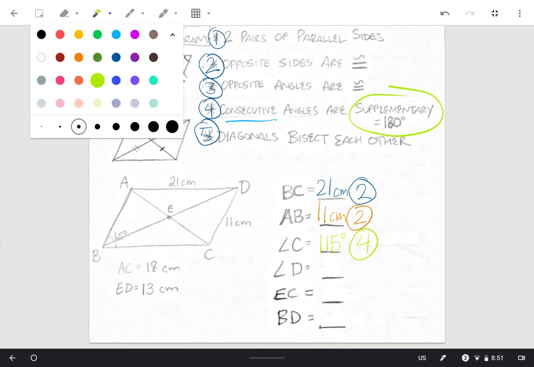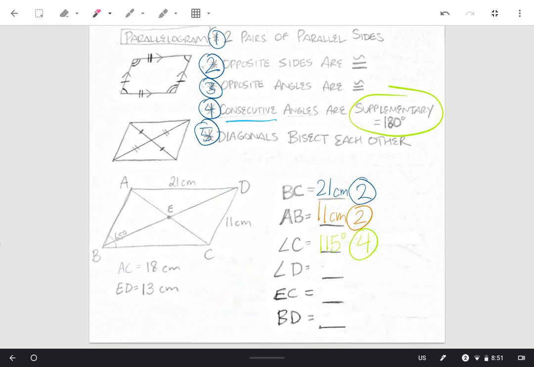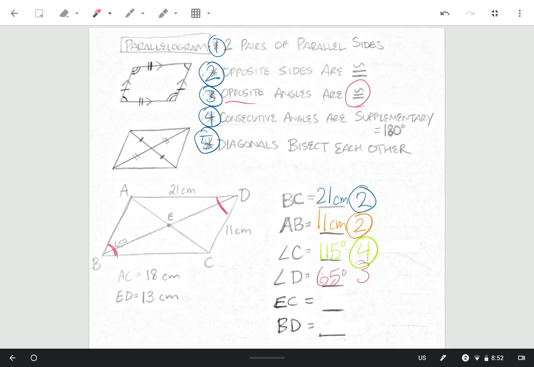All right. So let's look at the next one. Angle D. Now here we want to know about angle D. We like that because we already know that angle D, we just said it on the last problem. Angle D corresponds with angle B. They are opposite angles. And opposite angles are congruent. That's what this symbol means. Congruent just means the same. So that means that D is 65 degrees, and that comes from property number 3.